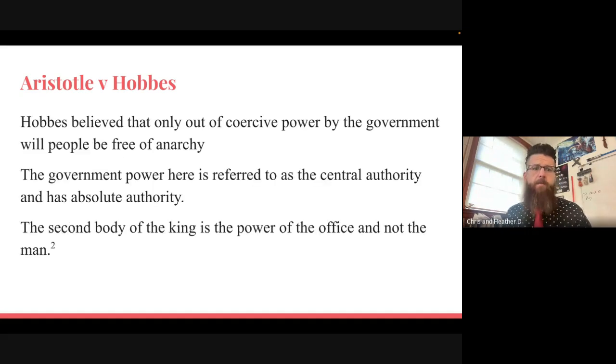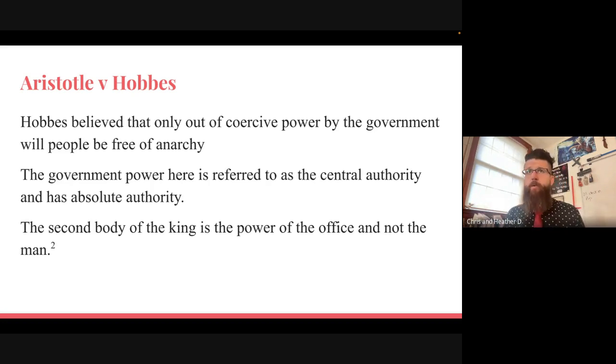So if we first look at Hobbes, the contender here, Hobbes believed that only out of coercive power by the government will people be free of anarchy, that if they were truly free, if there wasn't a power structure that is going to limit their abilities, it would just be anarchy. And in some ways, of course, that might be right. The government power he's referring to, though, is a central authority that has absolute authority. And that's not a structure that we are used to or that we necessarily prescribe to here in America, not this absolute authority of a monarch, of a king.